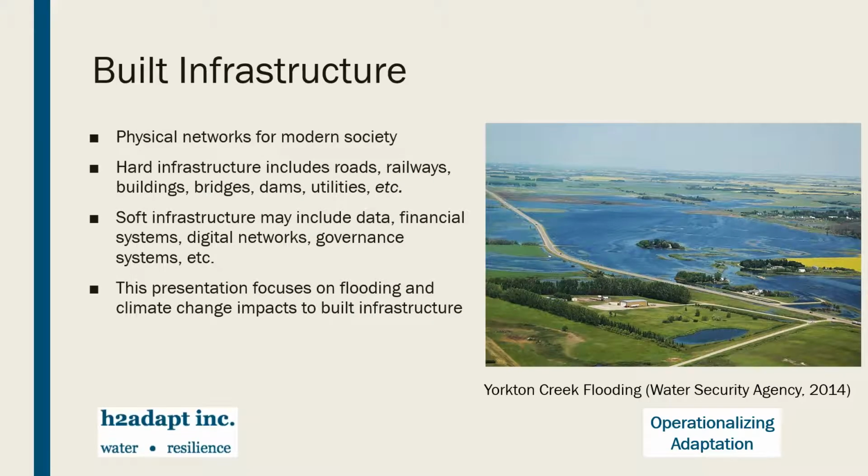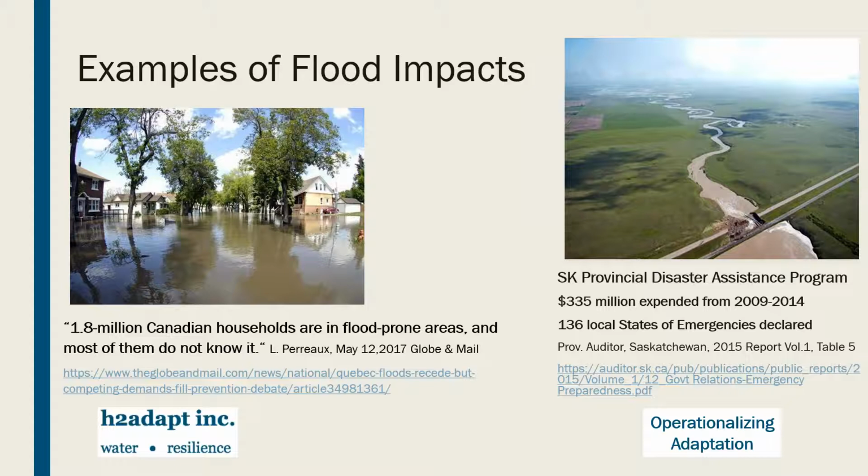Built infrastructure relates to physical networks for society. Hard infrastructure includes water and sewer systems, waste facilities, residences and commercial structures, dams, energy systems, utilities and communications systems, roads, bridges, drainage systems, essentially the built environment. However, one should not forget to include soft infrastructure networks, which would include digital networks, data systems and storage, governance systems, all essential to our modern society.